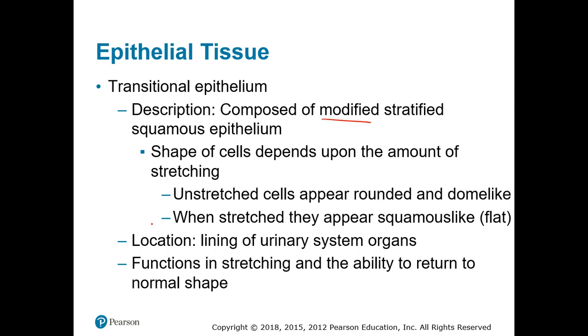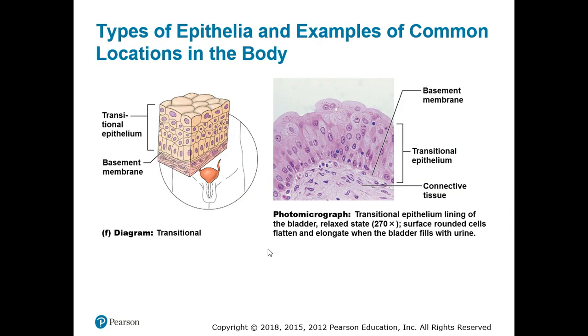So here's my location: the lining of the urinary system, specifically within your bladder. The reason is they focus on function in stretching. Your bladder is generally not stretched, but as it fills with urine, it's going to constantly get bigger and stretch and stretch and stretch. Then when you decide to relieve yourself in the bathroom, it's going to go back to its normal shape. So this is a good example of where you're going to find transitional epithelium.